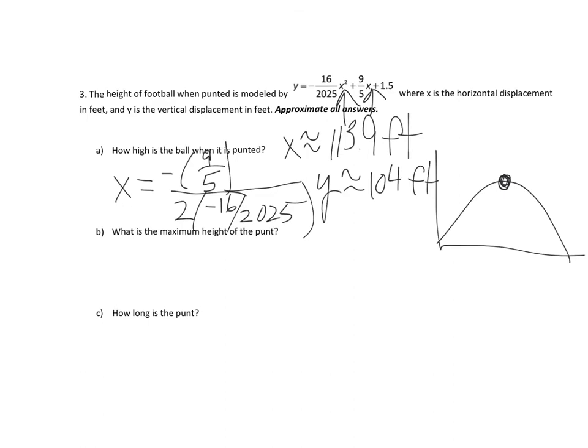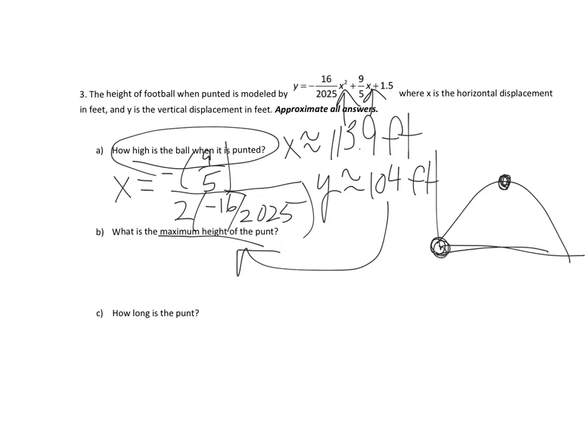Oh, by the way, I did that backwards, fallible human being. I just found the maximum height of the punt. How high was the ball when it was punted? Well, that is when 0 x displacement has been made, so we plug 0 in for x, so that would just give 1.5 feet. Which is nice again, because remember the y-intercept when x equals 0 is simply c.